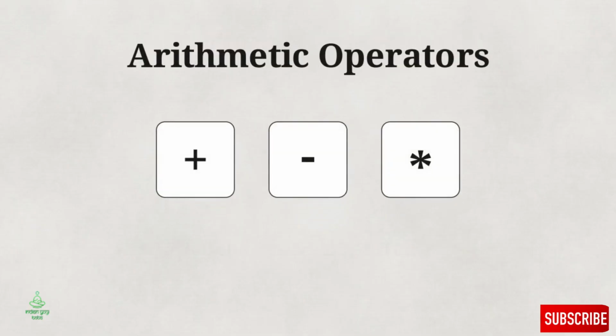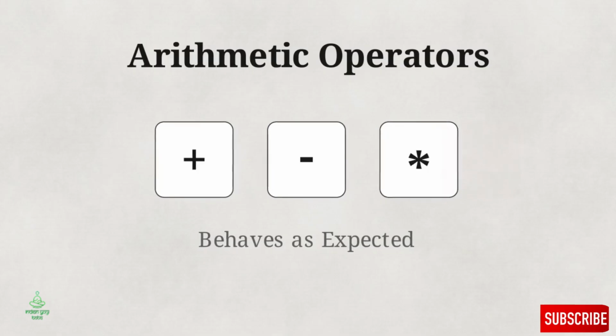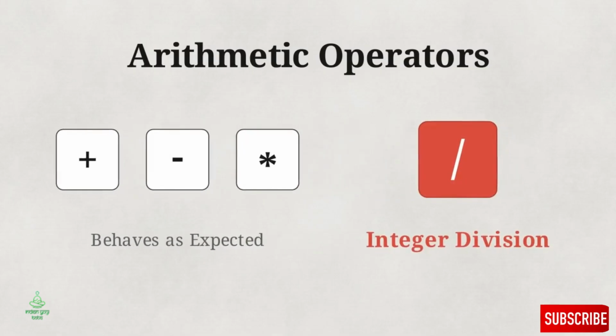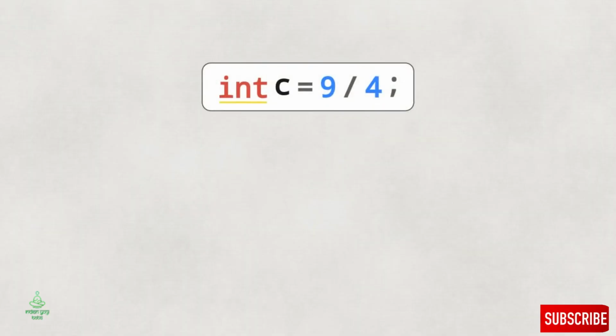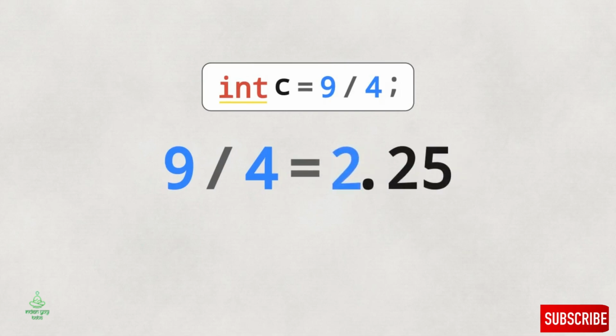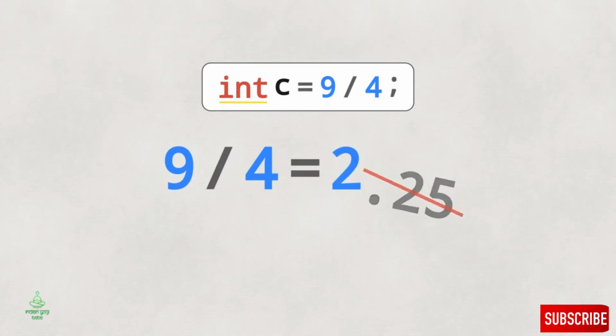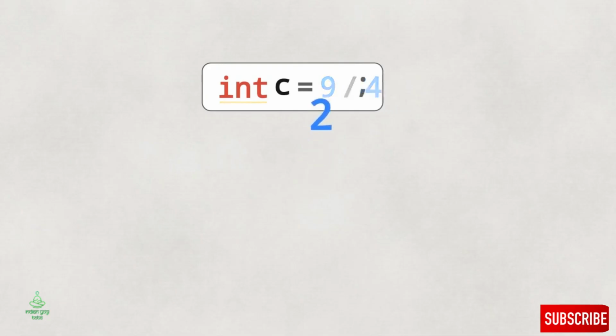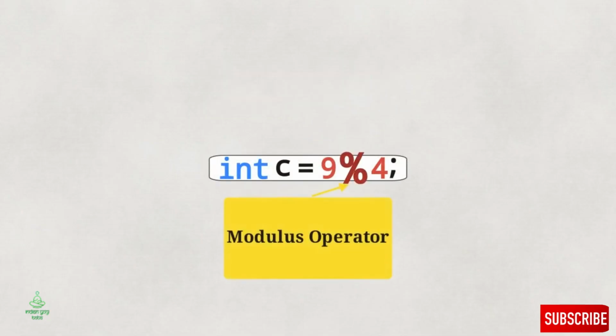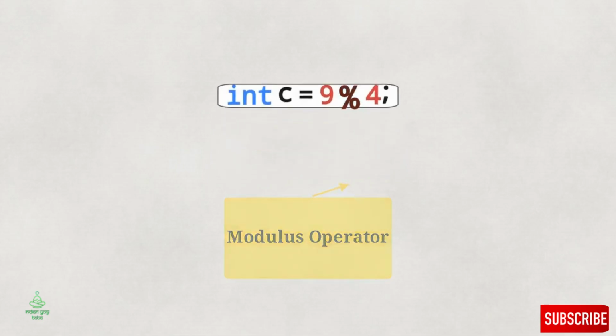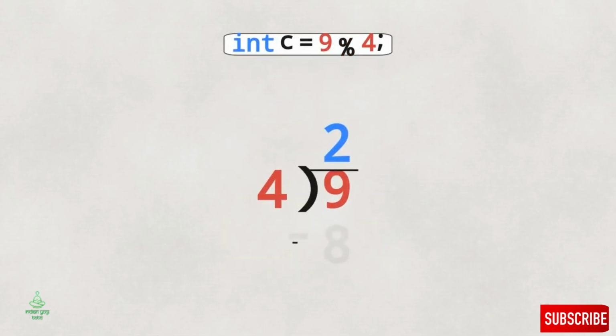Addition, subtraction, and multiplication function as you'd expect, but division in C has a specific rule for whole numbers. When you divide two integers, the computer only returns an integer. For 9 divided by 4, the math yields 2.25, but C removes the decimal entirely, leaving you with exactly 2. To find the remainder of that division, you use the modulus operator, represented by the percent sign. Since 4 goes into 9 twice with 1 left over, this operation gives you a result of 1.